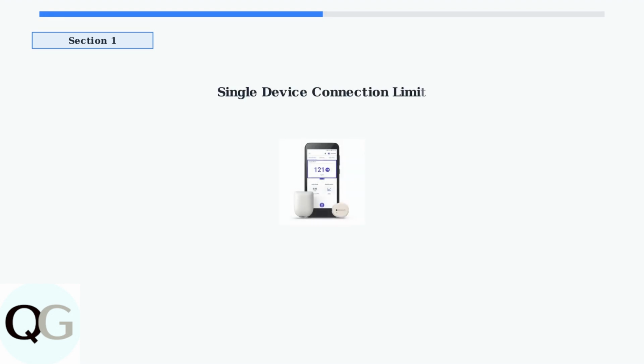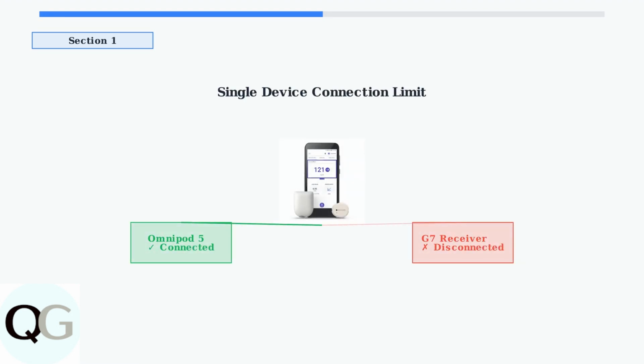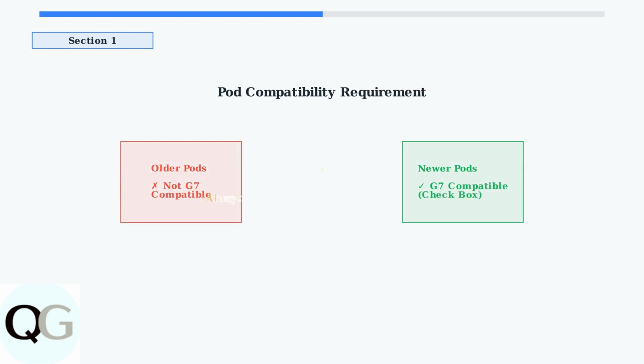A critical limitation is that the Dexcom G7 can only connect to one medical device at a time. This means it must be paired exclusively with either your Omnipod 5 or the Dexcom receiver, but not both simultaneously. Finally, ensure you have the newer Omnipod 5 pods that are specifically compatible with the Dexcom G7. Check the product box for G7 compatibility markings, as older pods may not work properly with the newer sensor system.